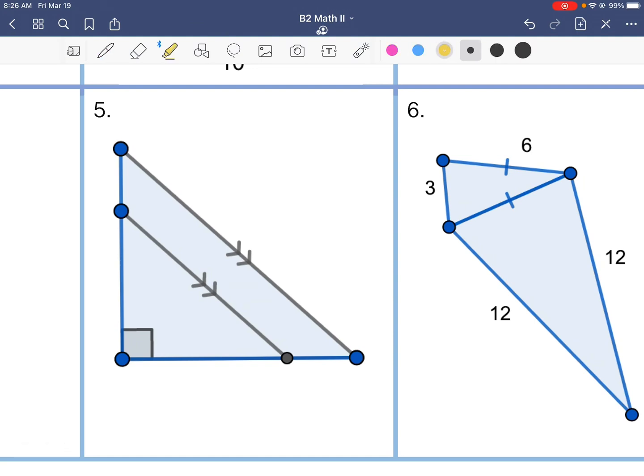Number 5 here, we have two triangles that are sort of set inside of each other. Both of them share this 90-degree angle in the corner.